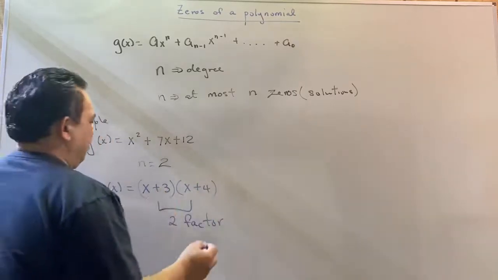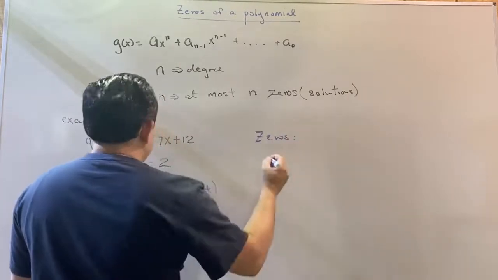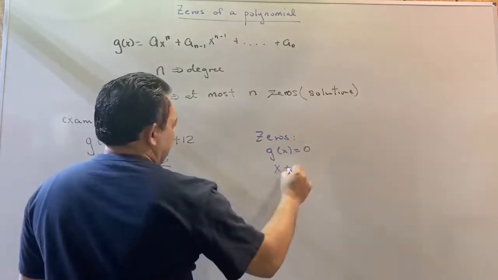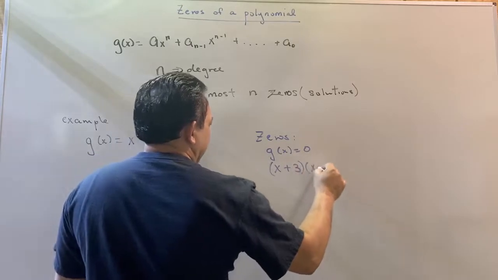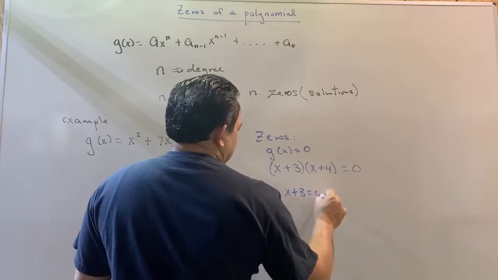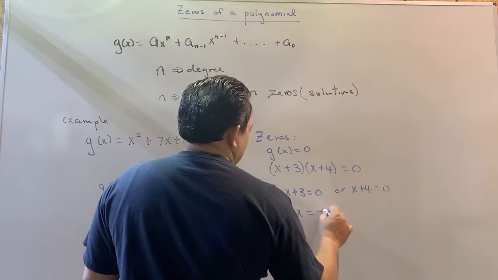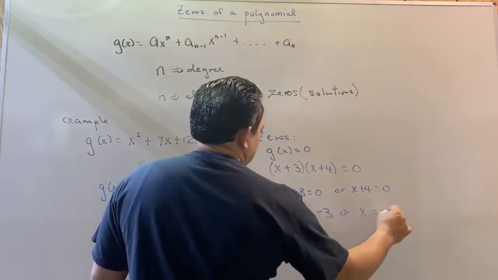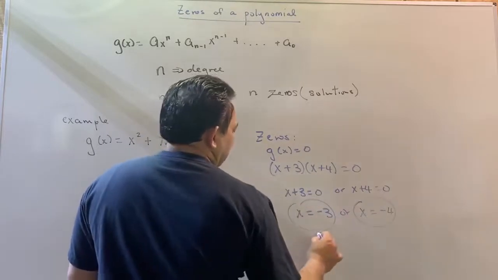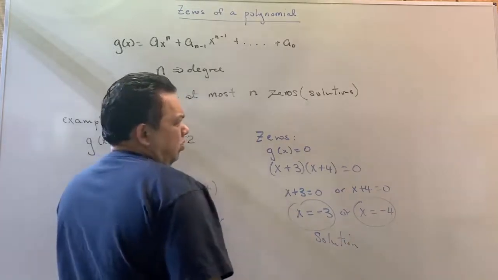And if we take it a step further, to find the zeros, we take g of x equal to 0. So x plus 3 times x plus 4 is equal to 0. x plus 3 is equal to 0, or x plus 4 is equal to 0. So x is equal to negative 3, or x is equal to negative 4. So these are my solutions, also known as the zeros.